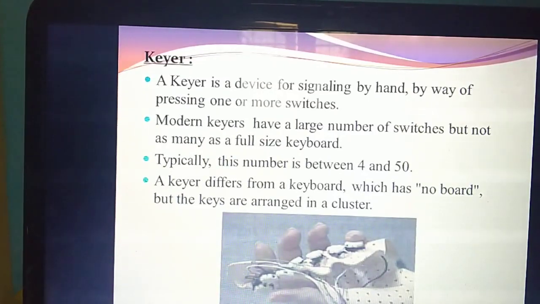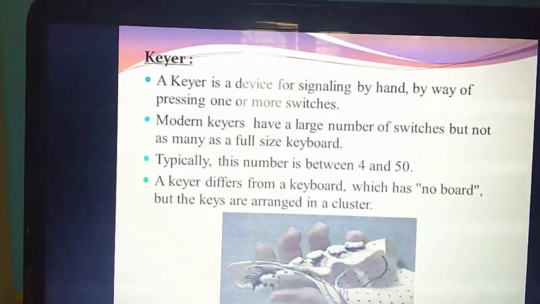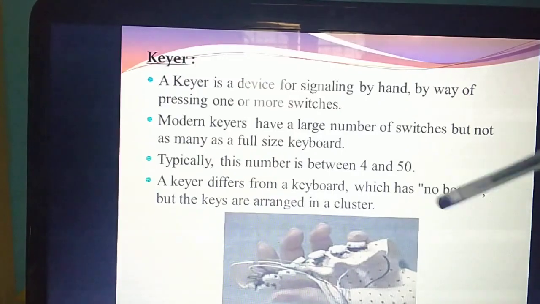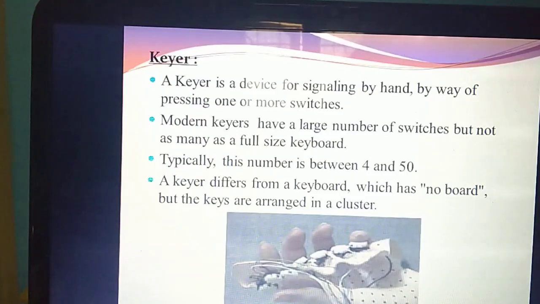What's the use of a keyboard? You are giving inputs or typing characters or numbers using the keyboard. Likewise, for the same purpose, instead of using a keyboard, they use a keyer. So the word itself says keyer. What's the difference? You need to give the input using the keyer device, signaling by hand, just like you need to press the particular switches present on it. See this diagram. So this keyer is kept inside the hand, isn't it? The keyer is kept inside the hand.